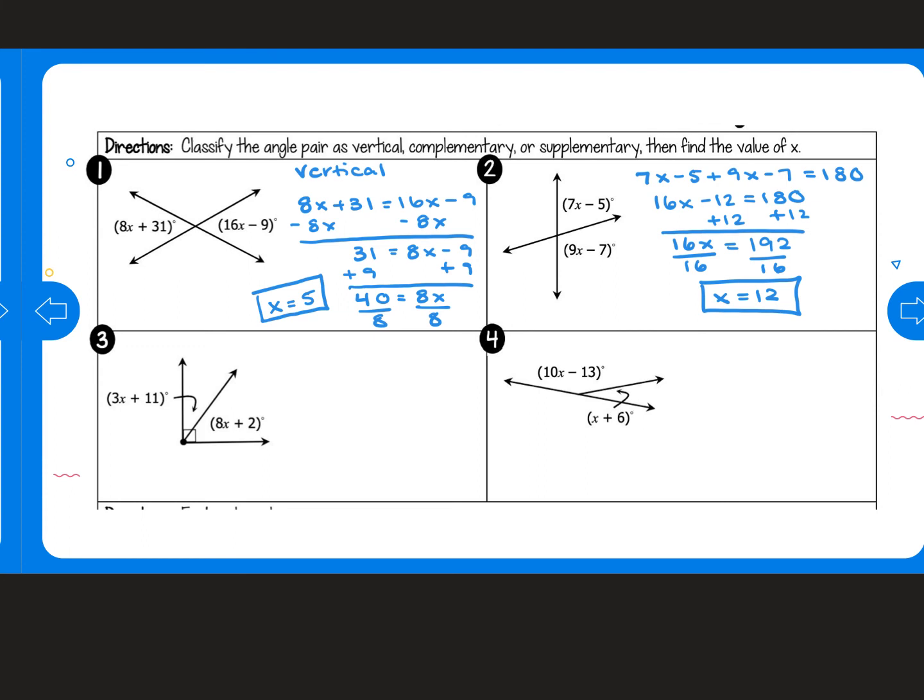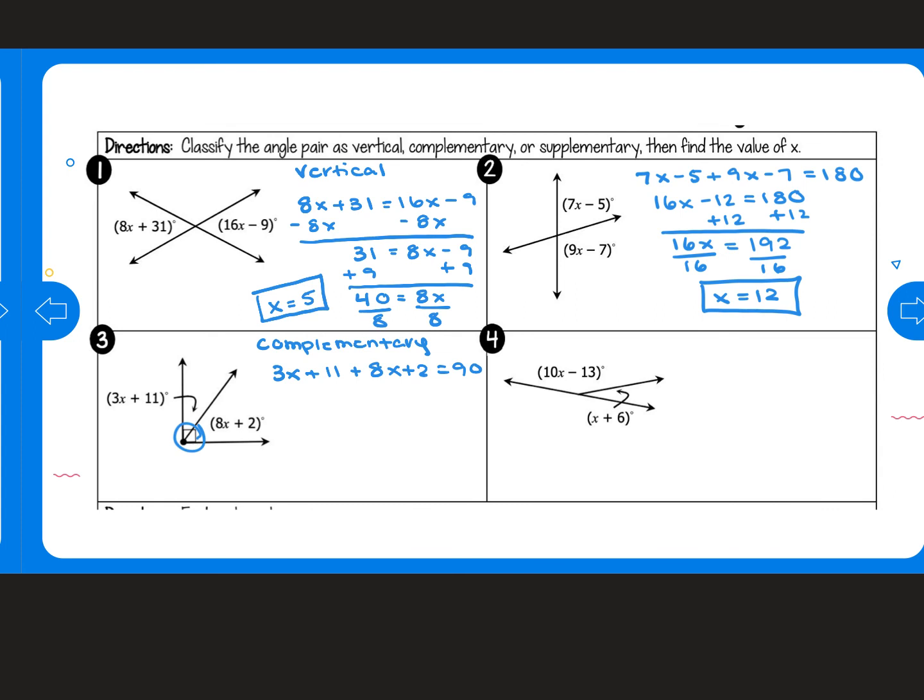Now, let's take a look at number 3. Looking here, I see that I have a right angle, so I automatically know that these two angles have to add up to 90 degrees. So I know we have complementary angles. We get 3x plus 11, and we're going to add that to 8x plus 2, and that's all going to equal 90.